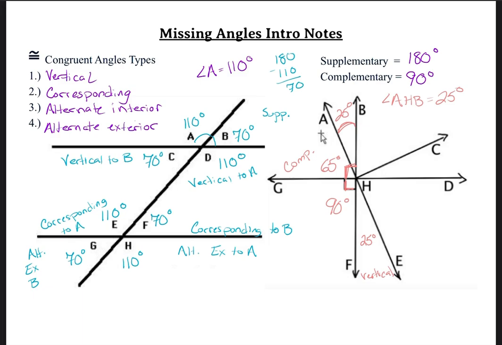I can use vertical angles again to solve for this angle EHD. This time though, it is vertical to our 65 degree angle. They share a vertex but no sides, so directly across from each other. So this is also going to be 65 degrees because it is vertical to GHA. This one was vertical to AHB.